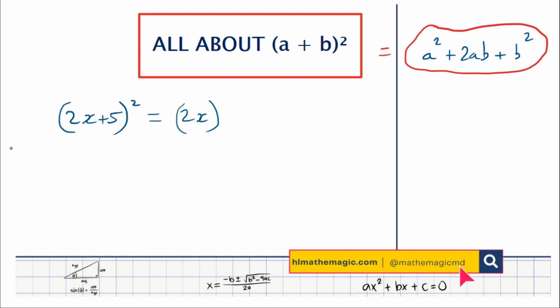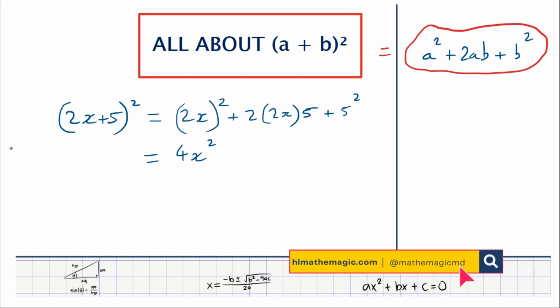So 2x, and don't forget the whole thing is squared, plus 2 times 2x times 5, and then plus the second thing squared, which is 5 squared. Now what is 2x in brackets squared? That is 4x squared, so don't forget to square the 2 as well.